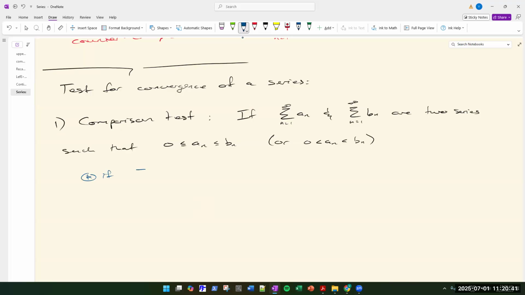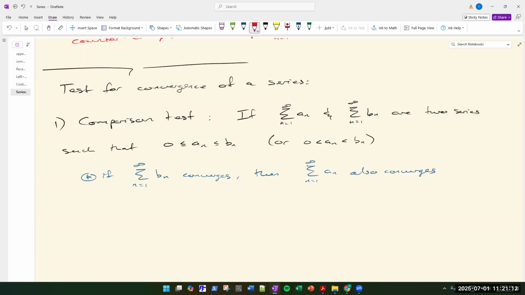If the BNs, the bigger terms, converge, if the sum of those terms converges, then what can I conclude about the smaller terms, the ANs? Then the ANs should converge, right? Because the ANs were smaller than the BNs. Then this series also converges.